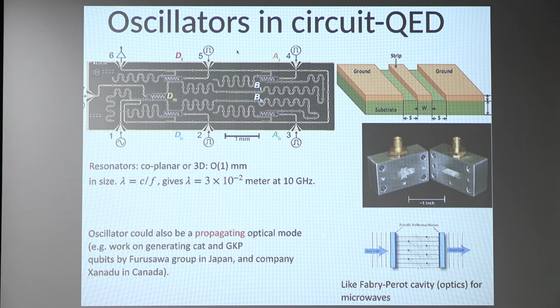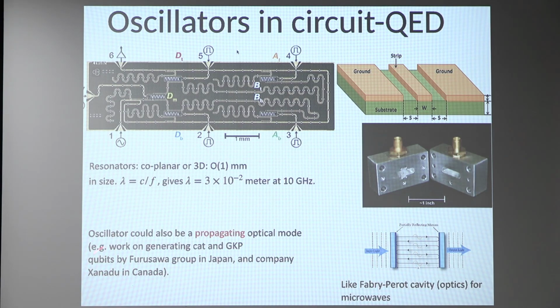Now, I said I was not going to say much about optics. There is interesting work, for example, by the Furusawa group in Japan and also by the company Xanadu. They want to do optical quantum computing, so very high frequencies. And it's very nice if you could make a bosonic qubit in a propagating optical mode, because then you put it through beam splitters or squeezers. You have these components.